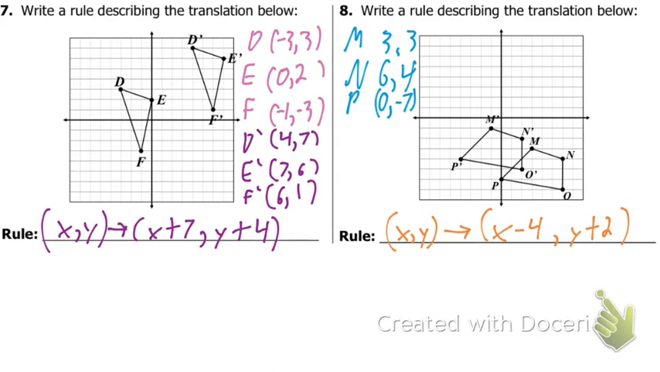I disagree. I don't think it's -8, but I think it's 6, -7. I disagree with all of them. P's at 0, -6, and not 0, -7. N is at 6, -4. M is at 3, -3.